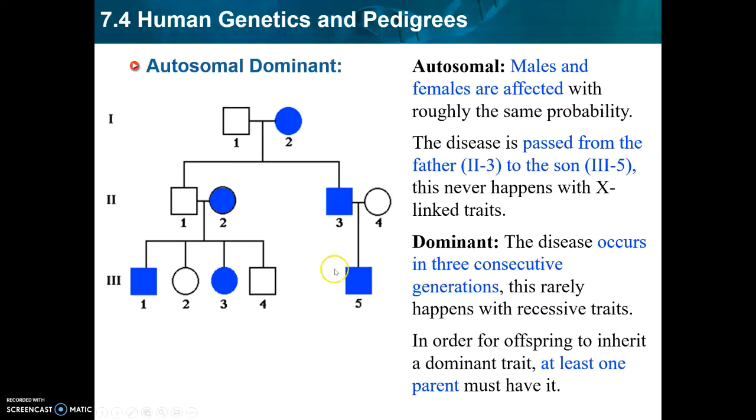So let's look at person 5 here. Person 5's mom does not have the trait. If this is dominant, that means he had to get a dominant allele from someone, and that someone must be dad.